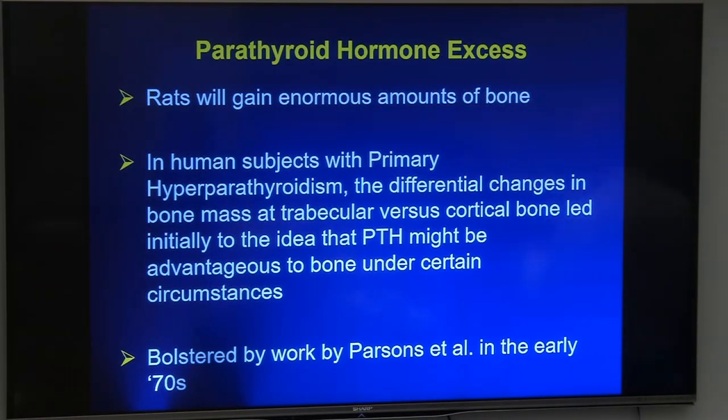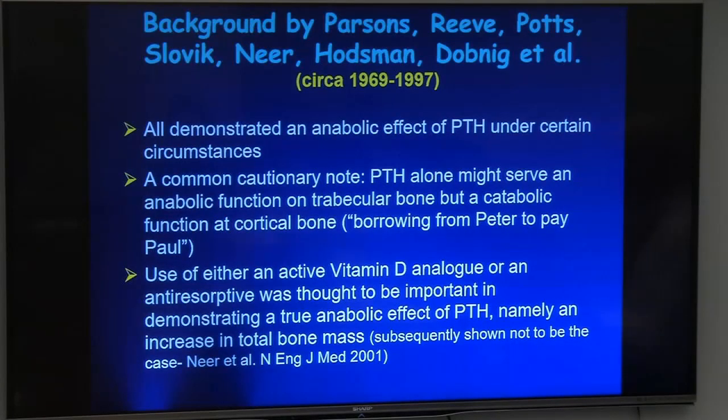Now, we've revised this thinking because of what we know about HRPQCT. But just the densitometric distinction between PTH being bad for cortical bone and not so bad for trabecular bone, plus work by John Parsons in the early 70s, began this discussion about maybe under certain circumstances this bad actor could be beneficial.